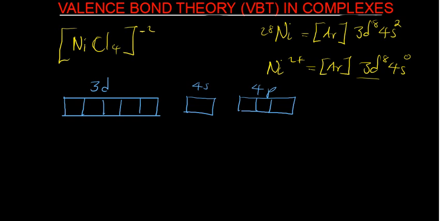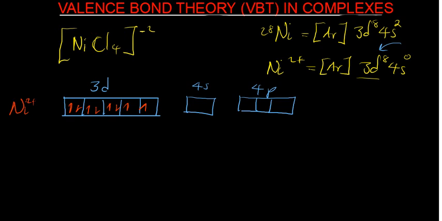So here what we can see is that our 3d has got 8 electrons. So we fill in those 8 electrons: 1, 2, 3, 4, 5, 6, 7, 8. Our 4s doesn't have anything. So this is our nickel 2 plus. Now it is this nickel 2 plus which is reacting with 4 chlorine atoms. So this is now the ligand. It's reacting with 4 ligands.